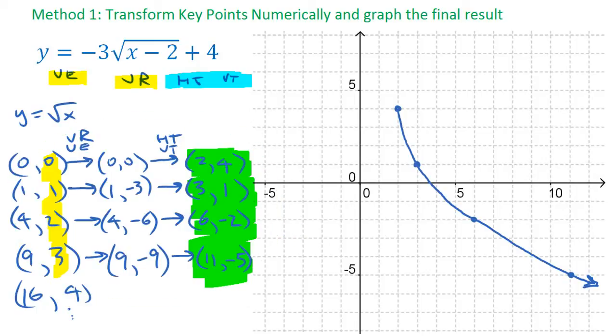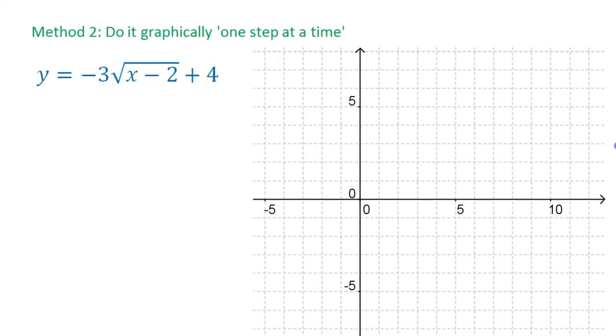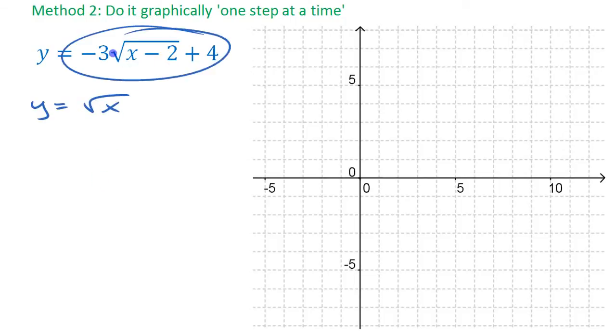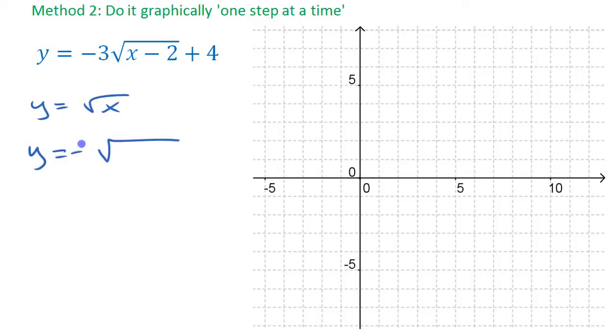Now the other way we can do this is to draw a series of functions, one for each step. So if we just make the changes one at a time to the equation, start with y equals square root of x, and then think about the order that we need to apply these transformations. First, we need to deal with the stretch and the reflection. So the first thing we're going to graph is y equals negative 3 square root of x. The reflection and the stretch. Normally this graph would be through this set of points here. That's that same set of points.